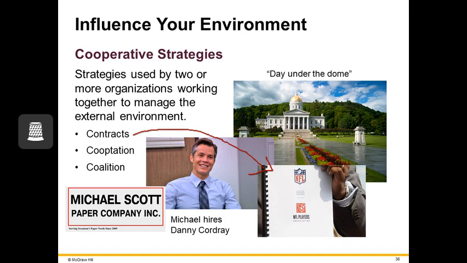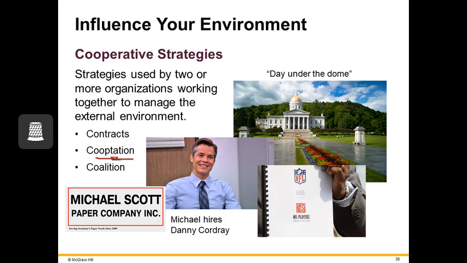So the NFL and the NFL Players Association sign contracts that basically govern how the league and its players are going to work together in order to be successful in the market. Then we also have co-optation. Co-optation is basically about acquiring resources.